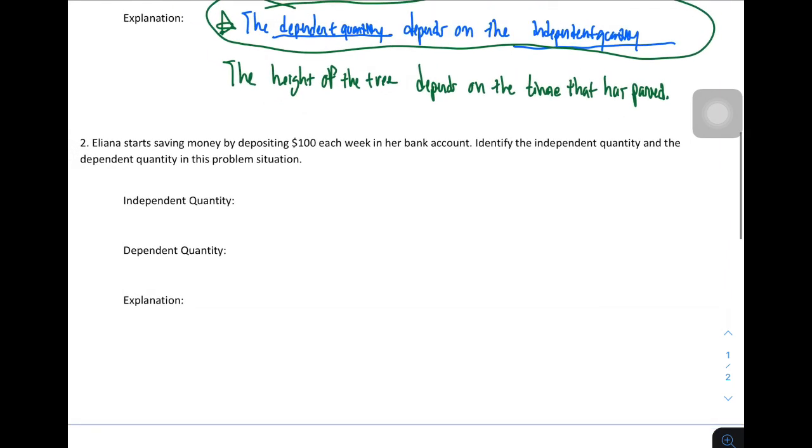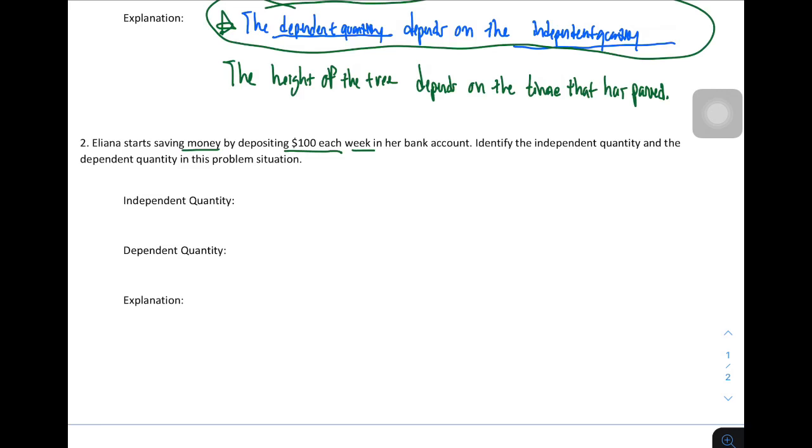Eliana starts saving money by depositing $100 each week within her bank account. $100 each week. Identify the independent and dependent quantity in this situation. All right. Now notice I underlined $100 and week. I can also underline money. Really what we're talking about, $100 is a measurement of money. And we also have weeks there. So we're talking about money and weeks. Now ask yourselves, are either of those two things a measurement of time? And yeah, weeks is definitely a measurement of time.